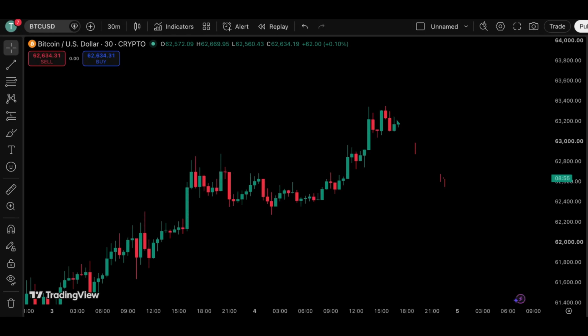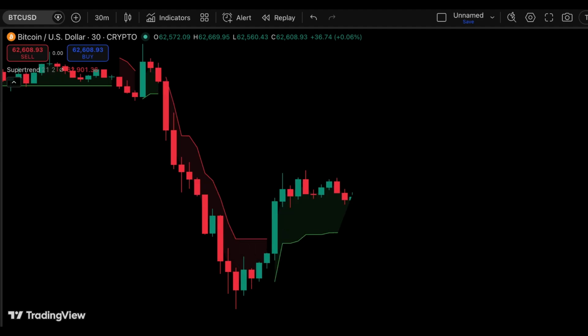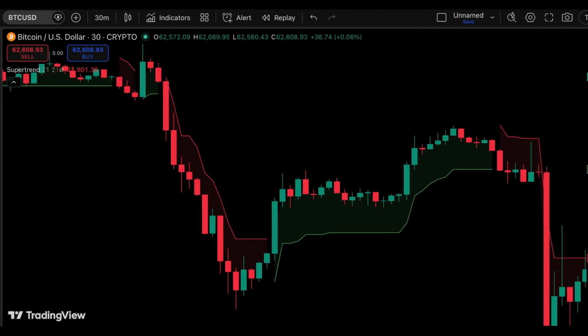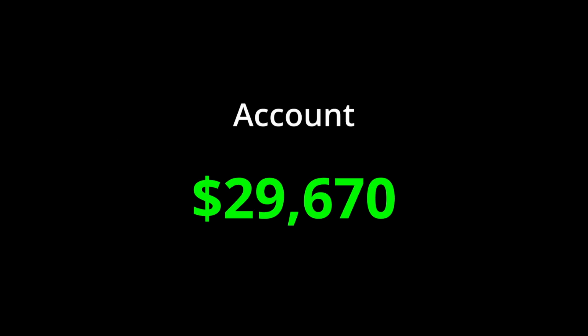I tested a really simple Supertrend trading strategy on Bitcoin, and honestly, the results were kind of surprising. In just about 60 days, it generated close to 296% returns, using just a single indicator, Supertrend. But here's the interesting part. The strategy actually had more losing trades than winning ones, and still managed to grow the account.